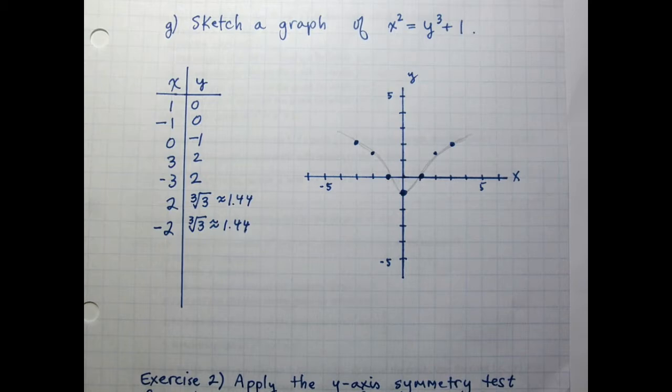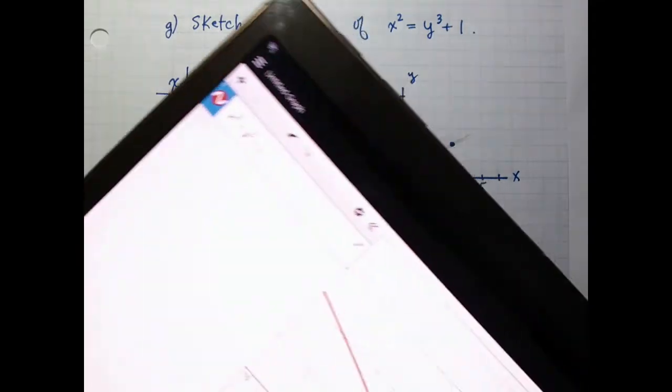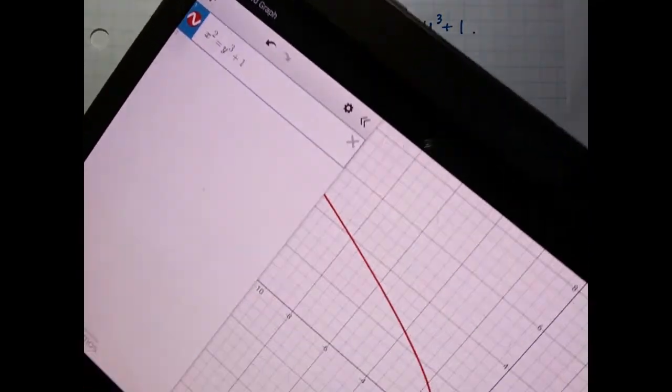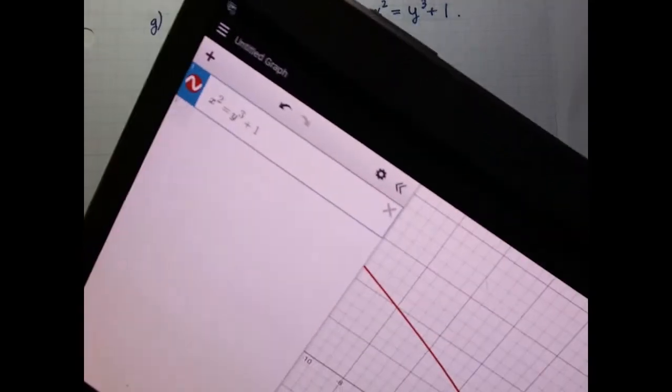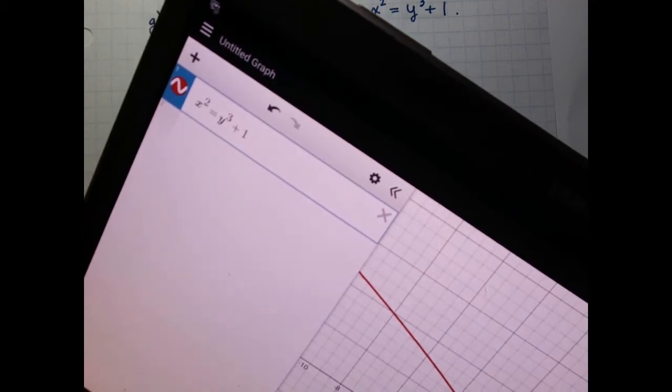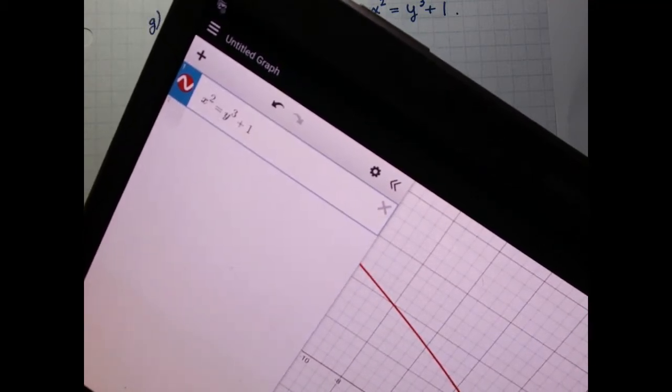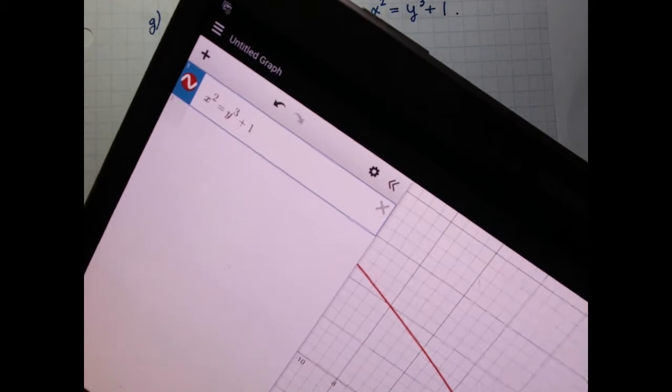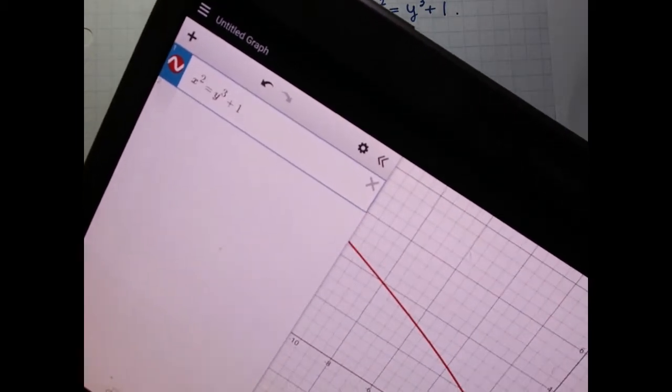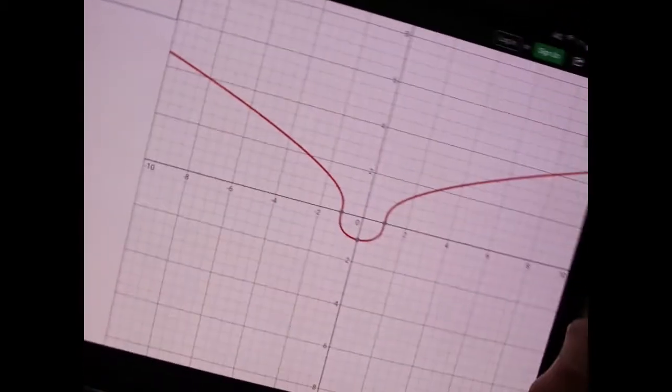I'm going to summon Desmos to help me out here. Desmos is a free graphing calculator app that I think everybody should have on their phones. It's free, and it's great, and it's very intuitive. I actually have it on my tablet here. And notice that I typed in the actual equation, x squared equals y cubed plus 1. If you have any questions about using Desmos, just let me know, because it's intuitive, but it's not always obvious how to do things. And here's what the graph looks like.